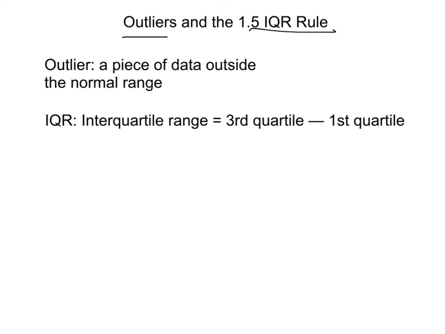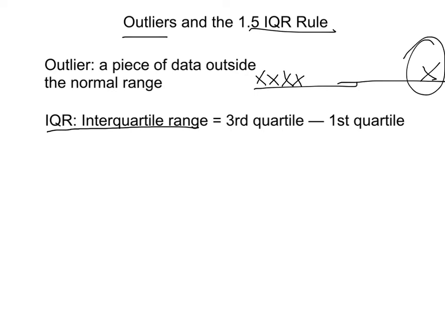Okay, so now we have outliers and the 1.5 IQR rule. We just talked about quartiles, but an outlier, you've probably heard the word before, is just a piece of data that's outside the normal range. So if we have a group of numbers here, and then we just have a random number over here, we're going to call this an outlier because the normal range is about here, and that's far outside the normal range. How can you see if something's technically an outlier, or maybe it just looks like an outlier and you're not sure?